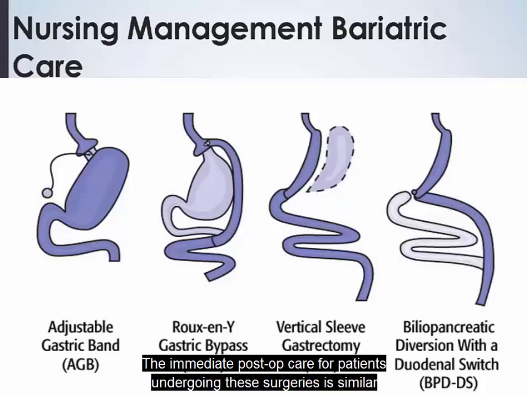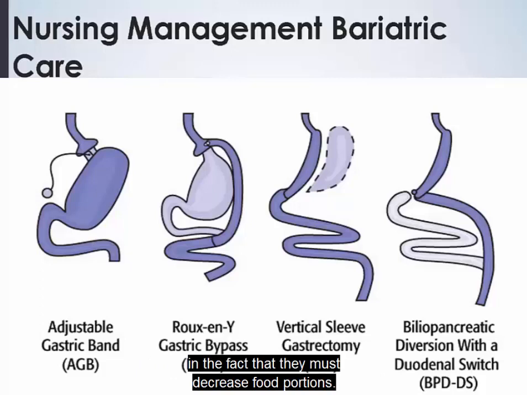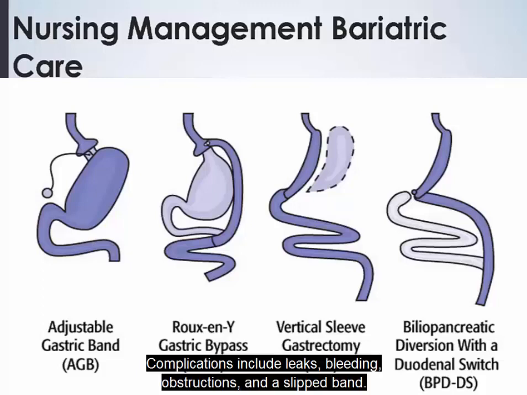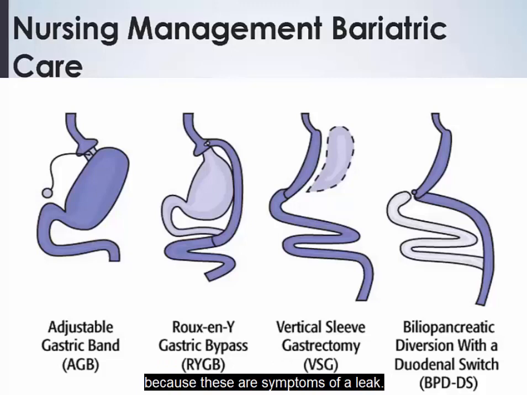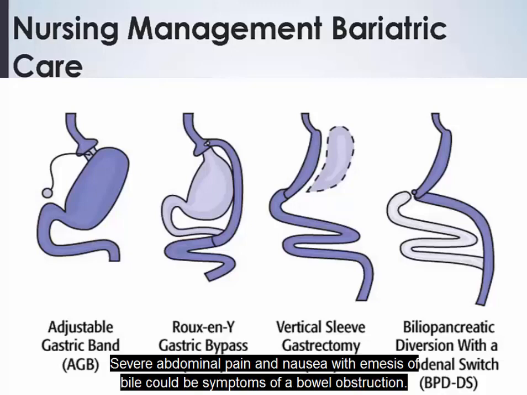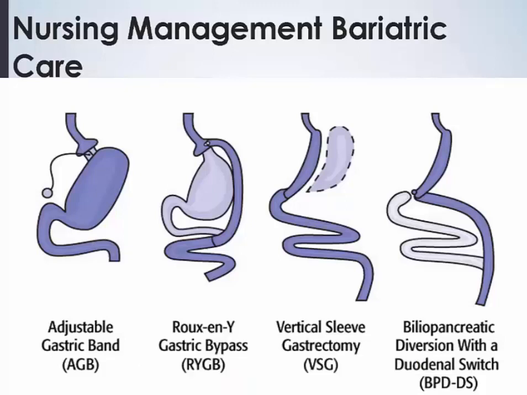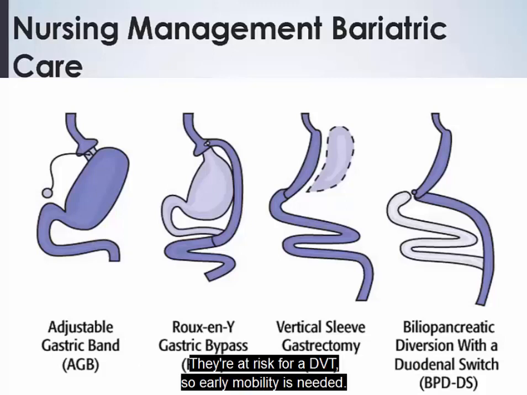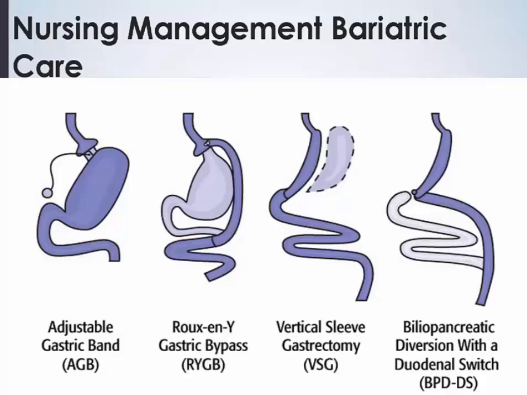The immediate post-op care for patients undergoing these surgeries is similar in the fact that they all must decrease food portions. Complications include leaks, bleeding, obstructions, and a slipped band. It's important to notify the physician of persistent tachycardia, sudden onset of left shoulder pain, fever, and decreased urine output, because these are symptoms of a leak. Severe abdominal pain and nausea with emesis of bile could be symptoms of a bowel obstruction. They're at risk for a DVT, so early mobility is needed.